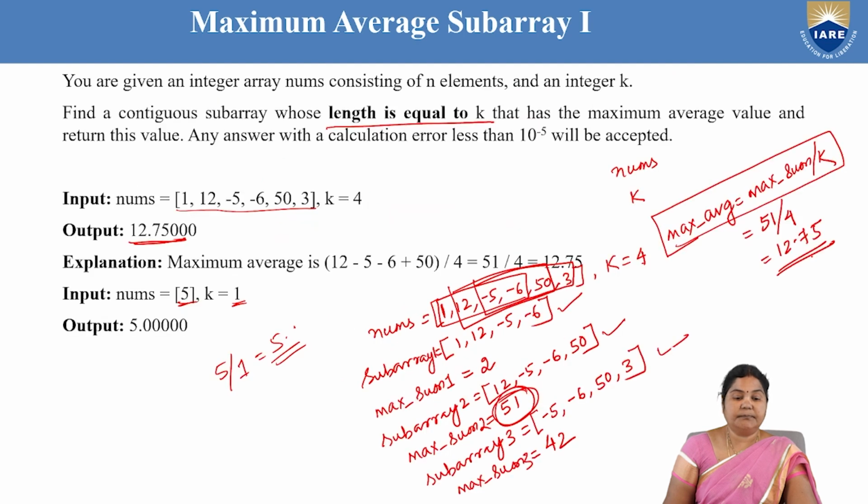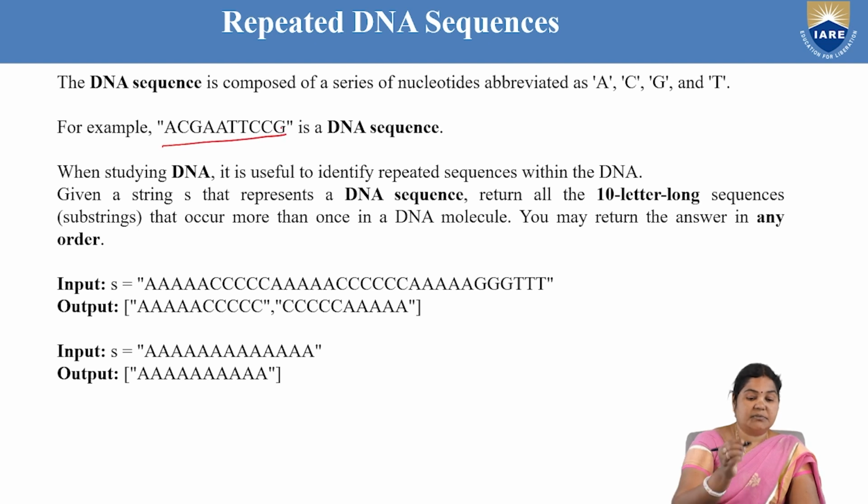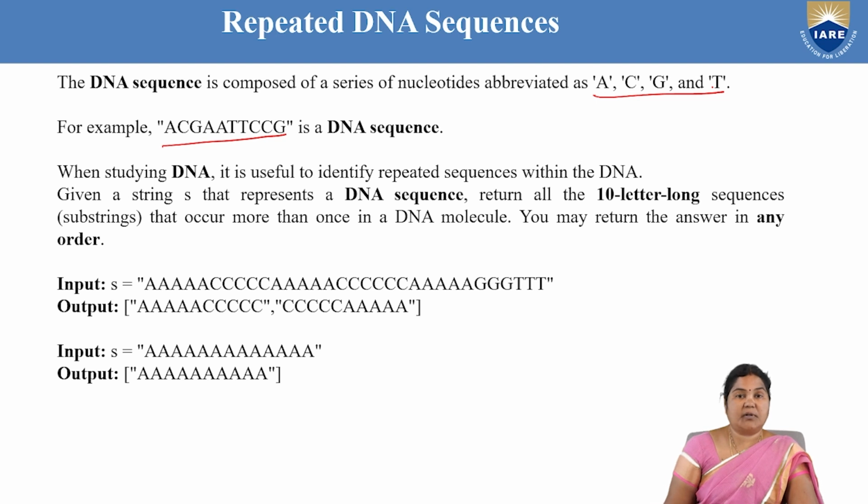Next question, we will go for repeated DNA sequences. What is a DNA sequence? First, let us understand. The DNA sequence is composed of a series of nucleotides abbreviated as A, C, G and T. For example, ACGATTCCG is a DNA sequence. It is valid because it is composed of these 4 characters. Now, when studying DNA, it is useful to identify repeated DNA sequences within the DNA.